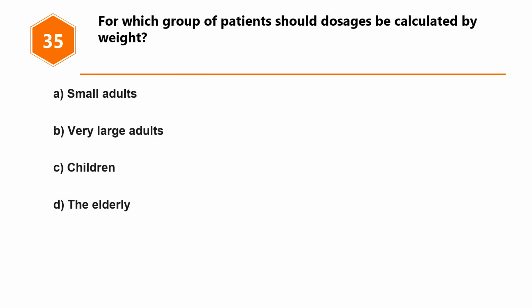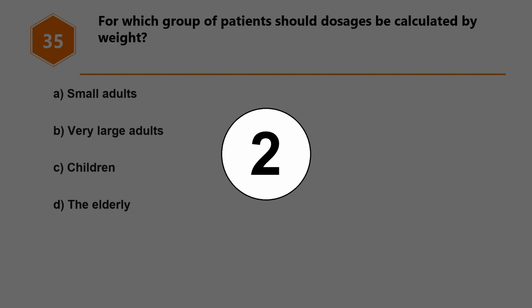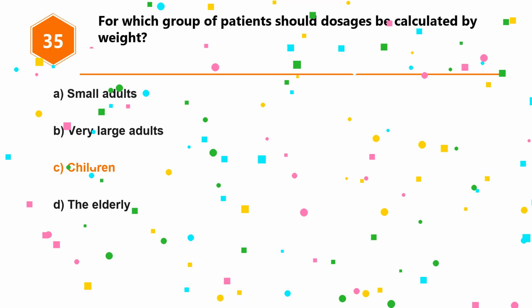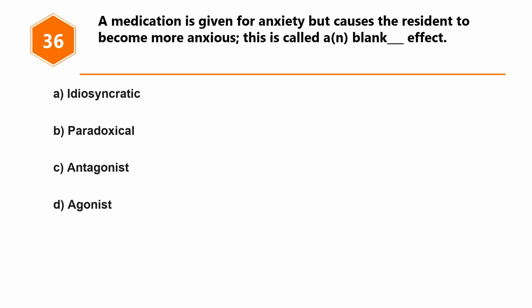Question 35. For which group of patients should dosages be calculated by weight? Option A. Small adults. Option B. Very large adults. Option C. Children. Option D. The elderly. The correct answer is option C. Children.